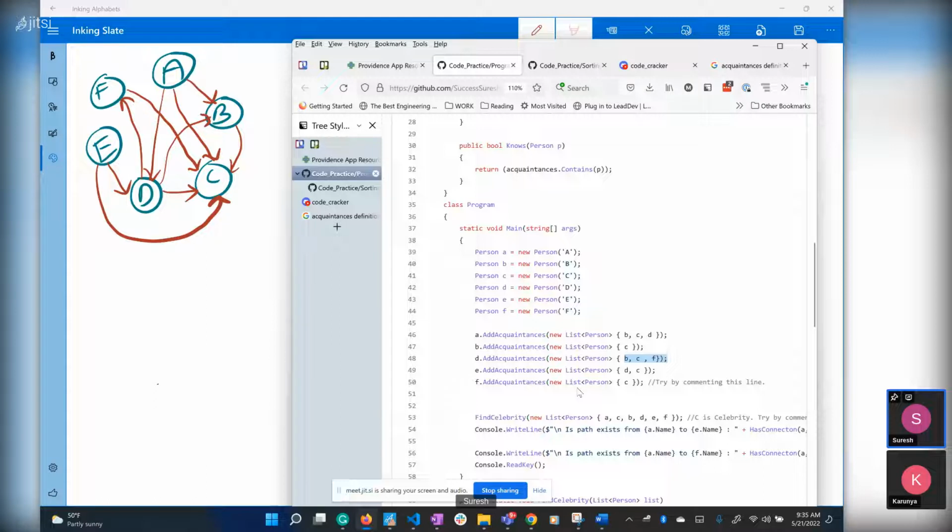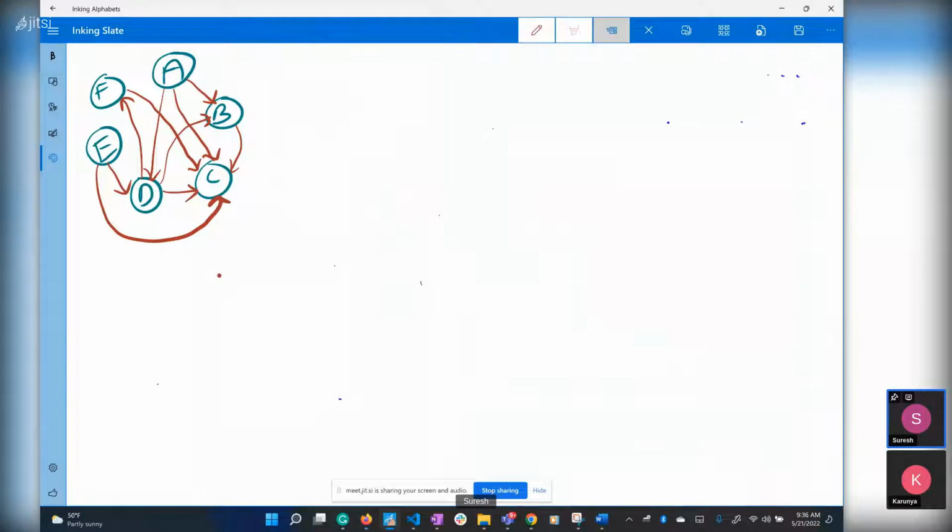So try commenting this line. If you comment this line, what does that mean? F connected to C. If you comment this line, that means F does not know C. So if you comment this line, what will happen is we are eliminating this line. Again, C is not a celebrity, right? Because F doesn't know anybody. There is no connection from F to C, right?